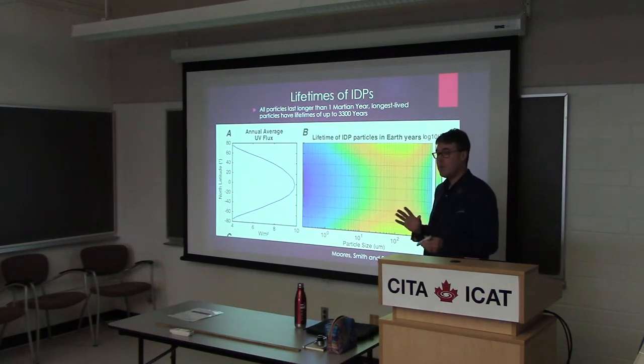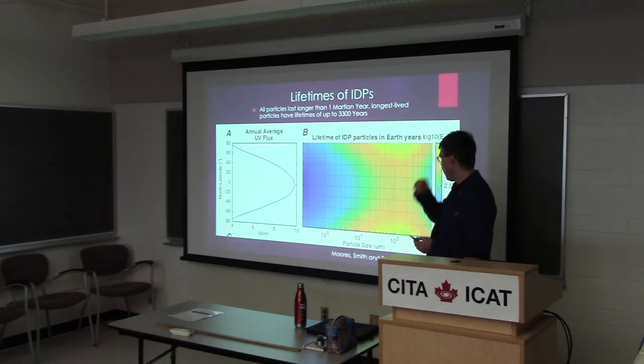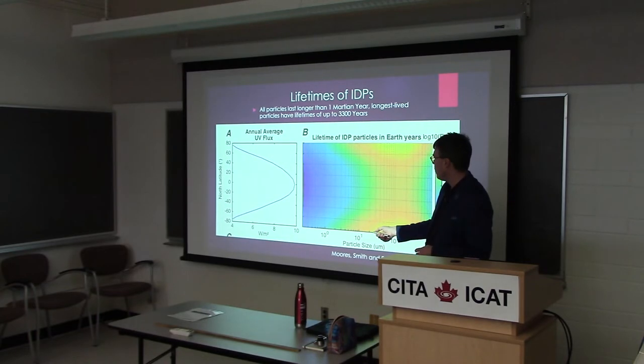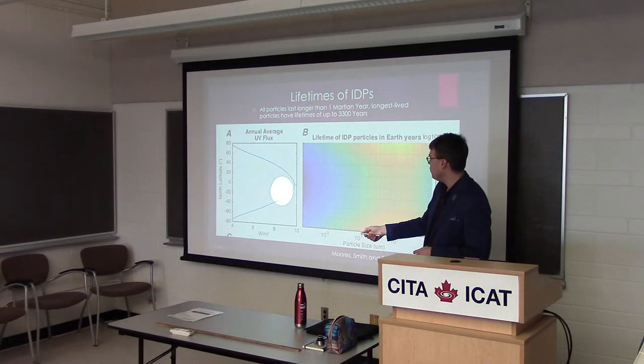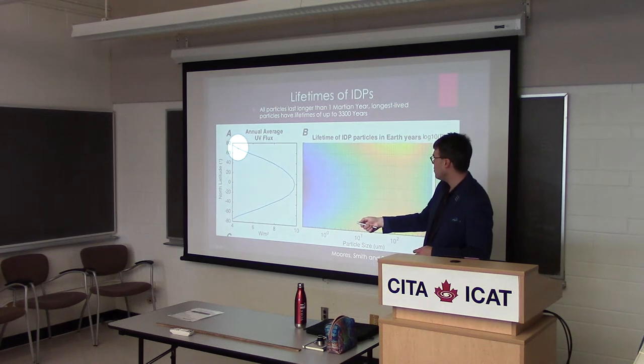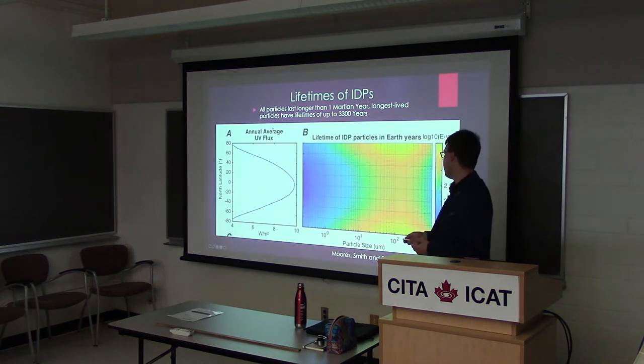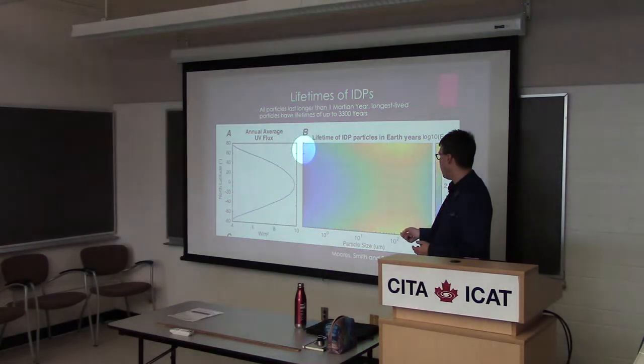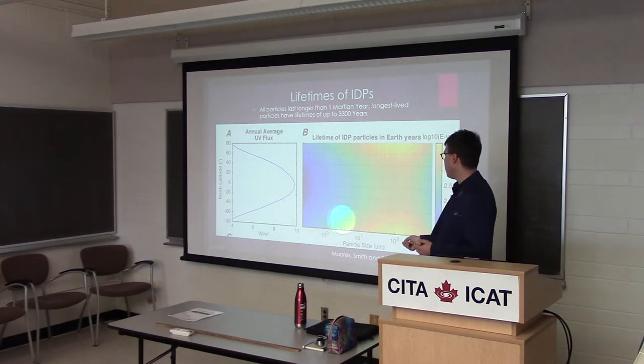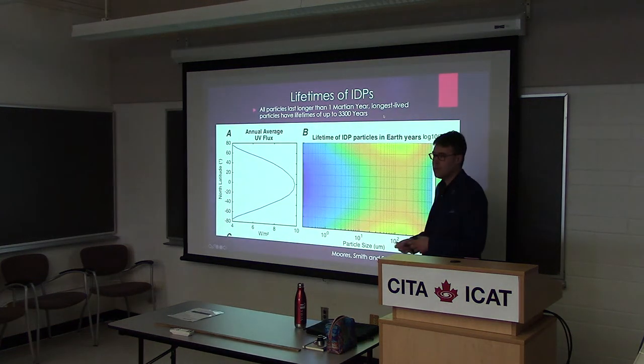Just to give you an idea of what kind of lifetimes we're talking about here, this is from a paper I had in 2017, looking at the UV flux. Over here you can see it by latitude, more at the equator and less towards the poles, and that means that the particles towards the poles live longer. Here we have a plot of particle size, again versus latitude. It turns out that there is a most long-lived size here, around 200 microns.